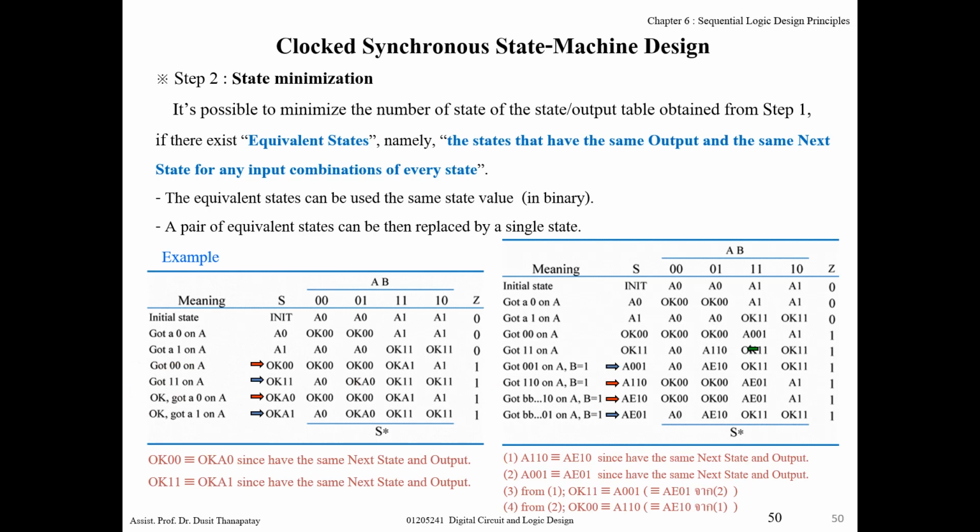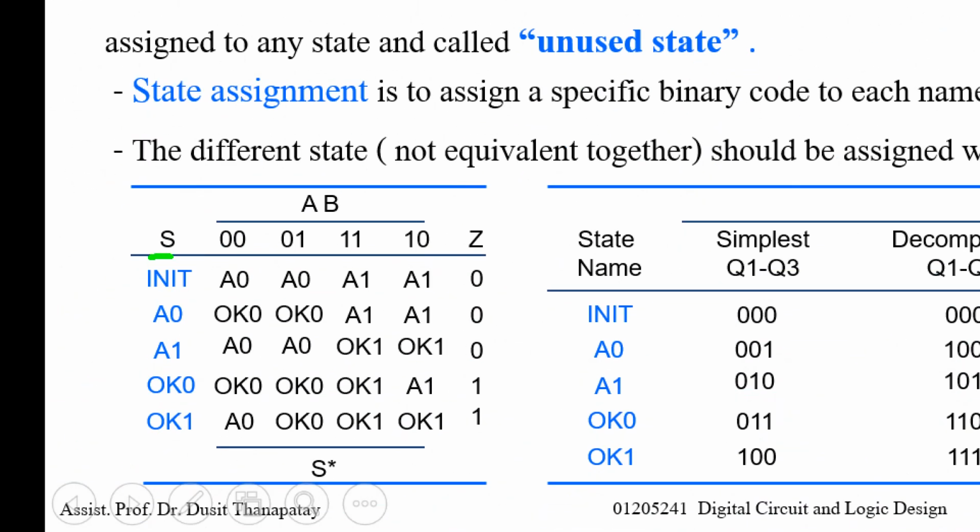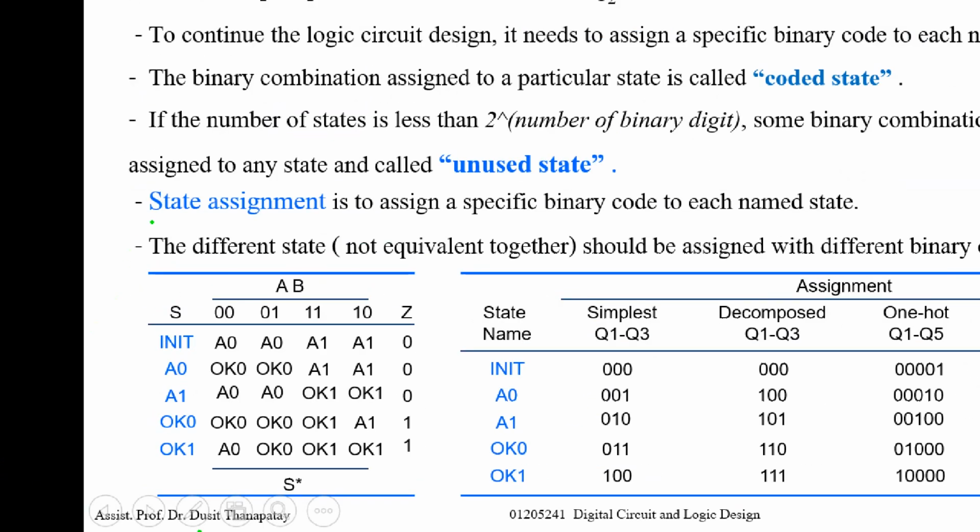Okay now. After you have got the state output table, the next step is you must change the state names to binary numbers to do the design, maybe by using K-maps or something, to derive the output equation and excitation equation. Now this step is called state assignment, to assign a specific binary code to each state name. The basic concept is very easy, right? You can assign any binary code to the states. Just each state must have a different binary code. That's all.